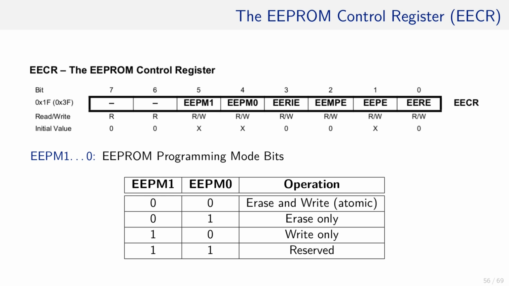The EEPM1 and 0 bits determine what the write operation should be. We have the erase and write operation that is atomic, which means that it is a single operation that cannot be interrupted once issued. Or we can only write or only erase.